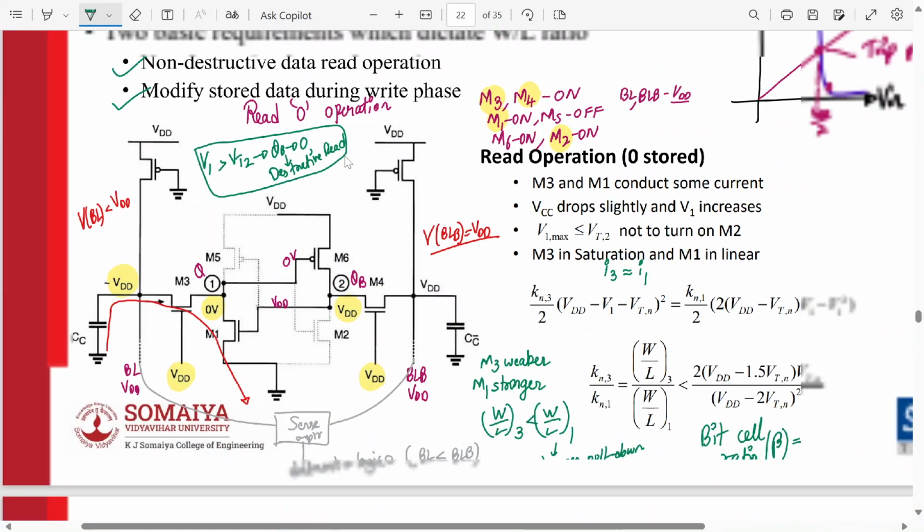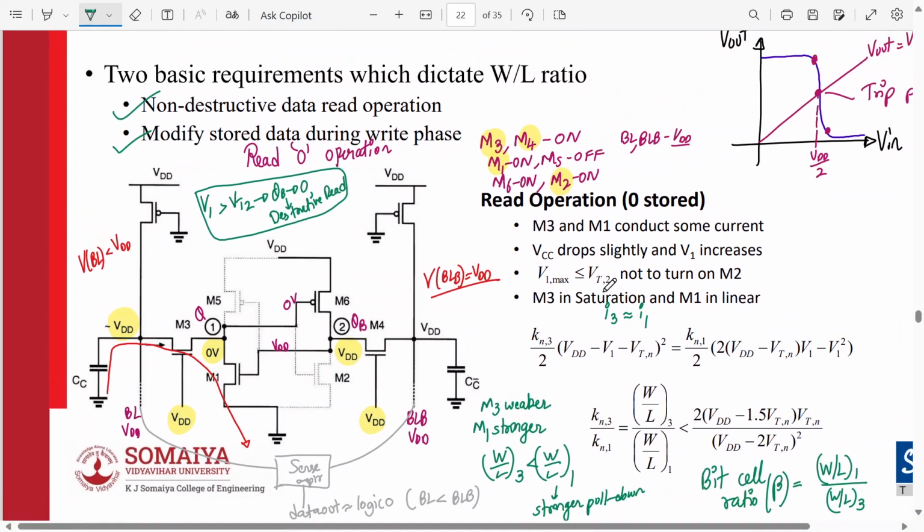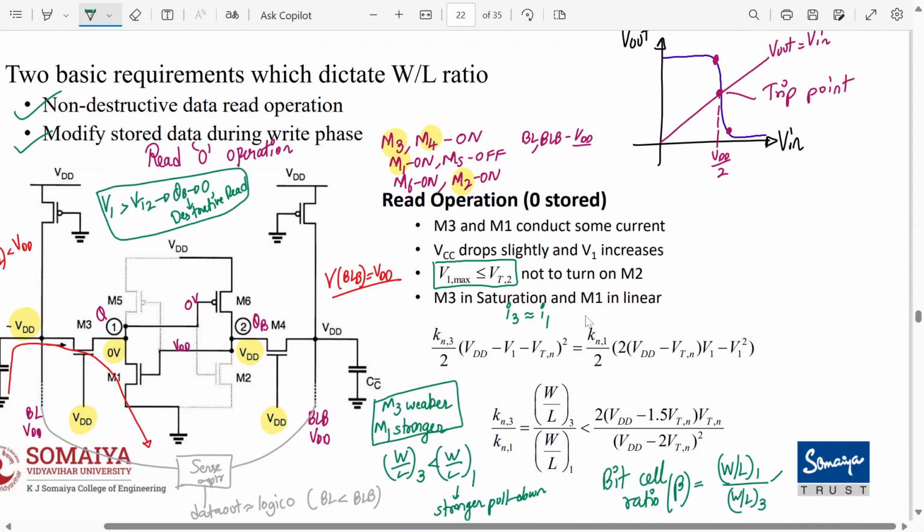Destructive read will happen. Are you understanding? So for it to be non-destructive, this condition should not be satisfied. So this condition should be taken care of. Understood? So M3 should be stronger. M3 should be in saturation, where M1 should be in linear. So M1 should be stronger basically. So we can equate these equations and we can get the condition. But basically what we can say is bit cell ratio should be less than 1. This should be less than 1.